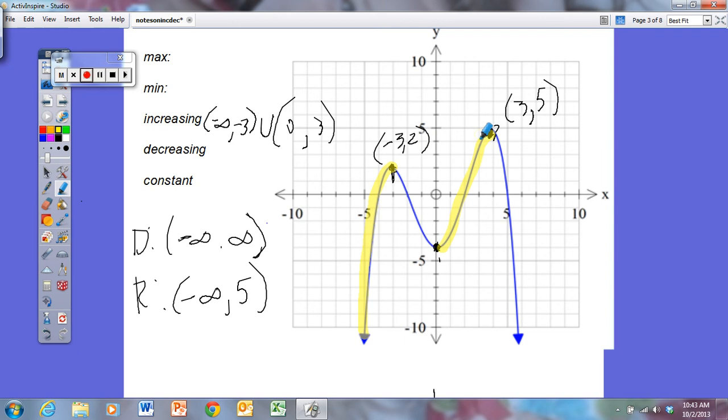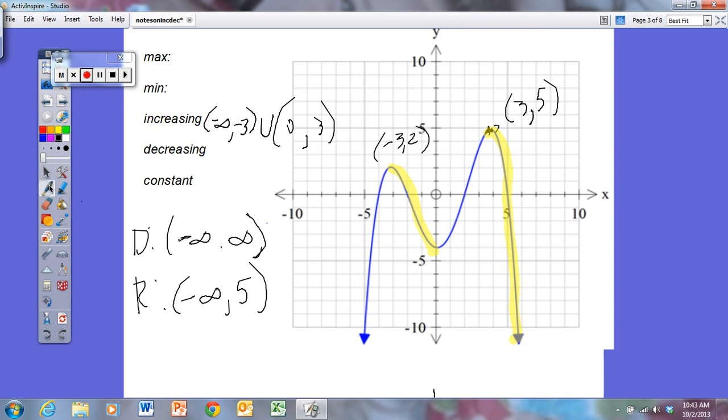I know it's a tough concept. Hopefully that makes sense to you. Okay, so let's talk about when it's decreasing. The function is decreasing from here to here, and from here all the way down to there. Meaning as x goes to the right, y gets smaller and smaller.